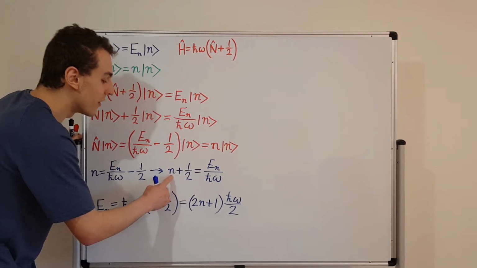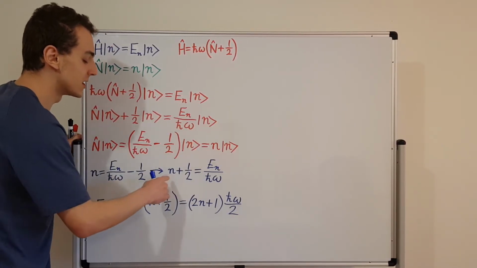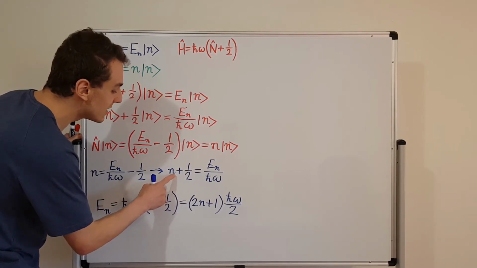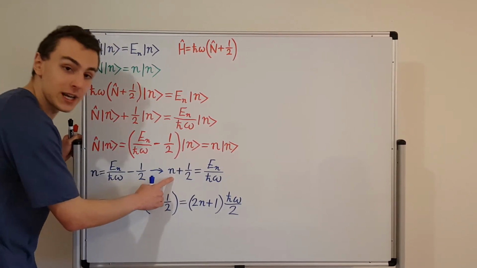This is a number that is 0, 1, 2, 3, and so on. It is a non-negative integer. And how do we know it's a non-negative integer?